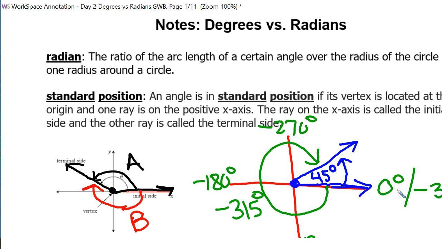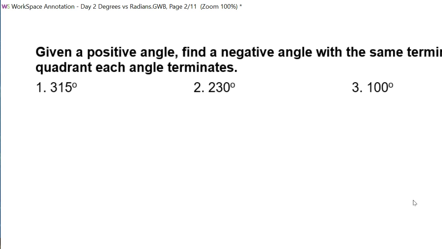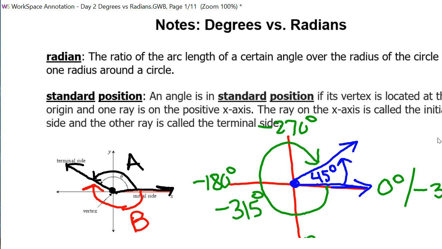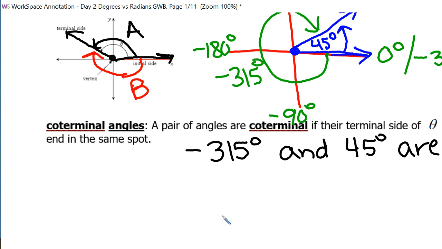Now, for the first set of problems, we're going to be finding coterminal angles. I don't have to draw a diagram each time, so we'll find ourselves a shortcut here in a moment. So the instructions say, given a positive angle, find a negative angle with the same terminal side. So that's part one. Part two, you have to state which quadrant each angle terminates in. So looking back at my pair of angles, we had negative 315 degrees and positive 45 degrees.